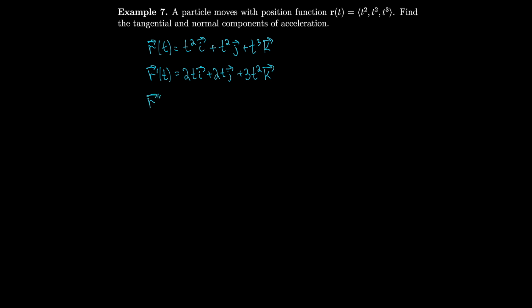r double prime we're also going to need, and we'll have to take the cross product, of course, but first we get 2i plus 2j plus 6t k. So we also need the length of r prime. It's basically like when you're cooking and you get your mise en place. We're just getting all this stuff out of the way. So that's going to be the square root of 8t squared plus 9t to the 4th. I made this too long.